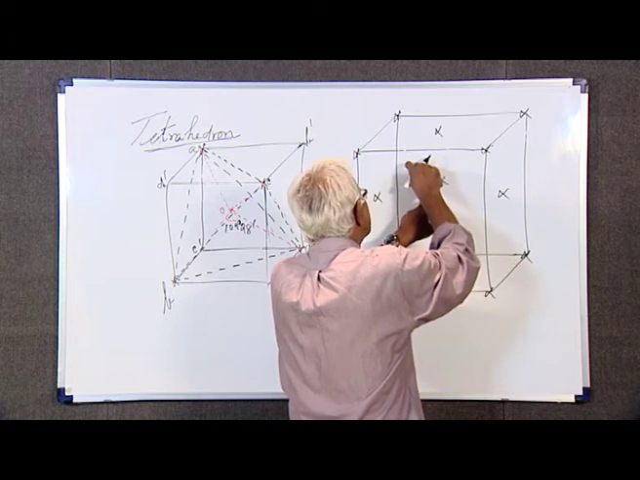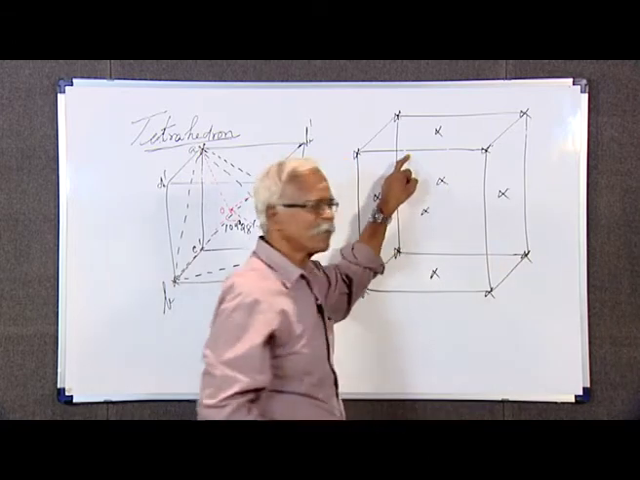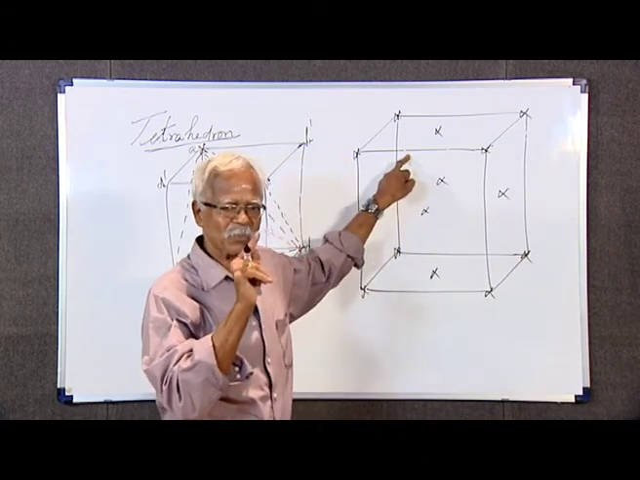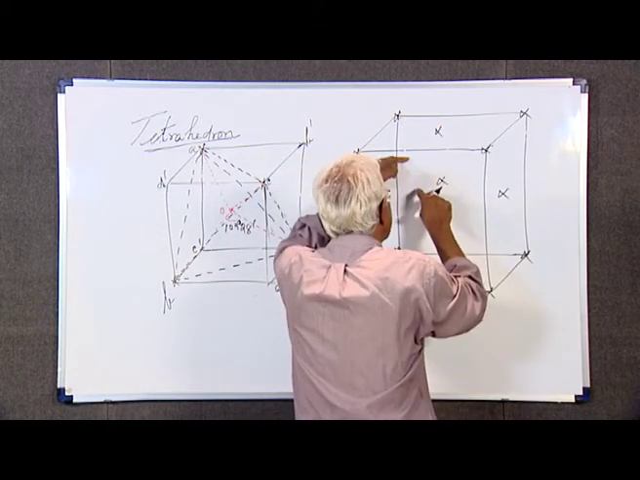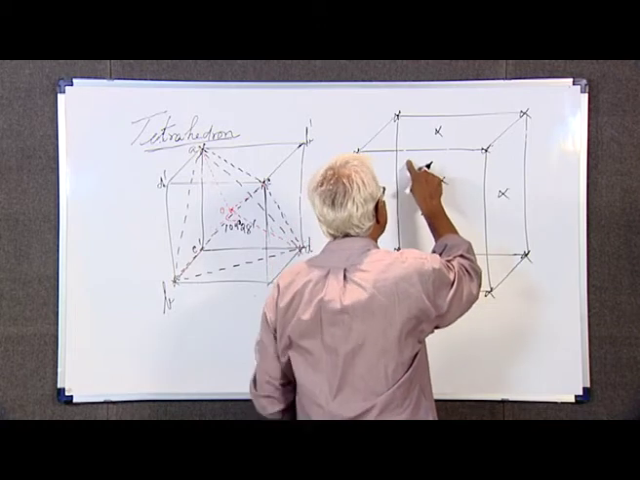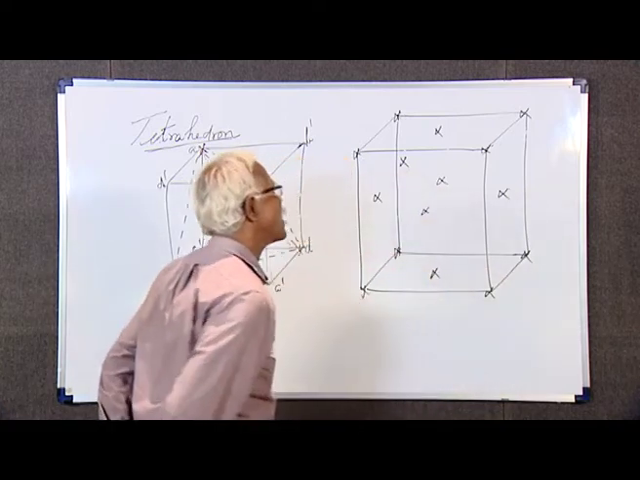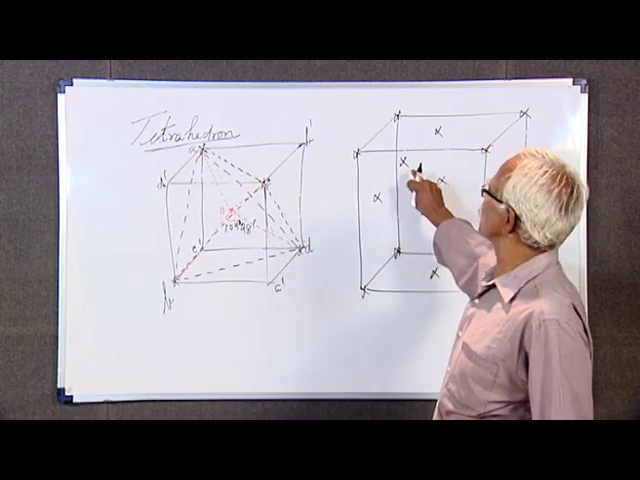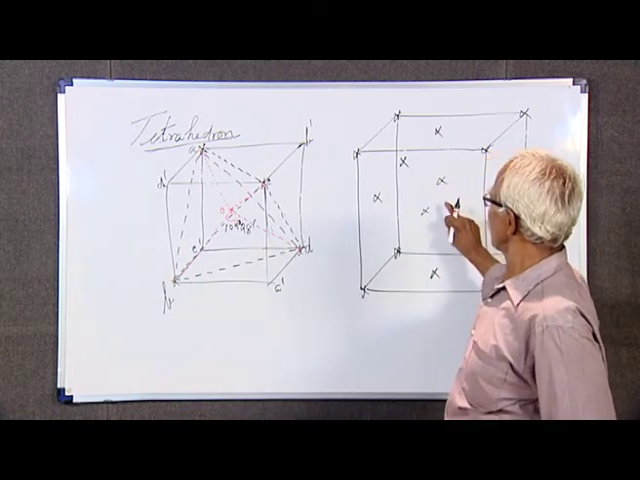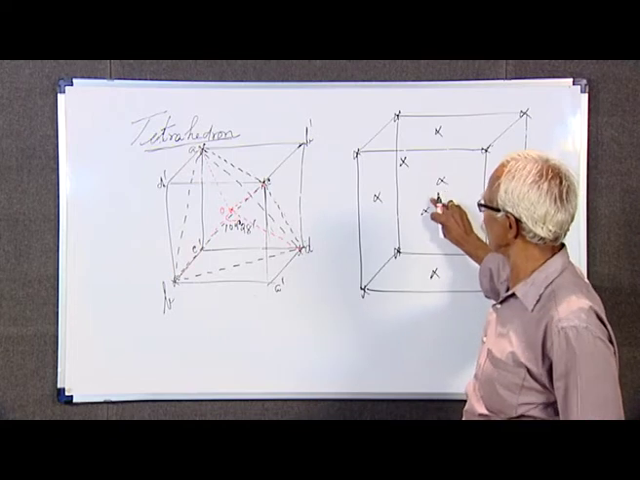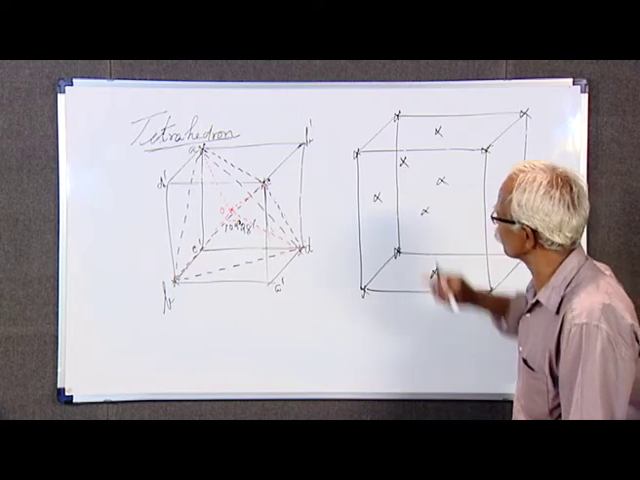What should I call this one? This is the midway point between 0 0 0 and half half half. It will be 1/4 1/4 1/4. Let me select that point with another cross. It is midway between 0 0 0 and half half half, which is the body center, not shown here. This is 1/4 1/4 1/4.